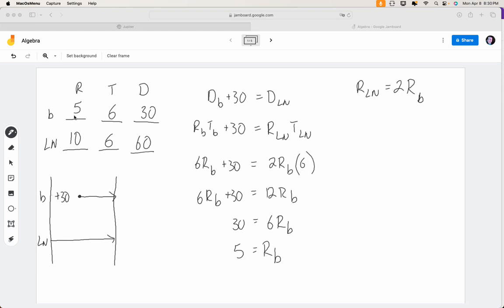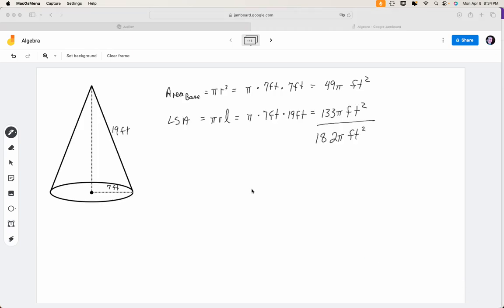So 5 is the rate of the brigantine, and then we drop that in here, and we say 2 times 5 is equal to 10, which is Lord Nelson's rate. So he was going twice the speed, and twice the distance, apparently. 5 times 6 is 30. 10 times 6 is 60. All right, let's do the next one.